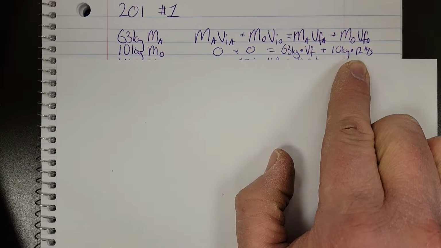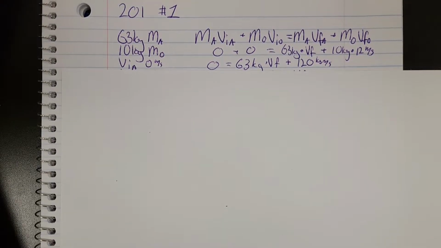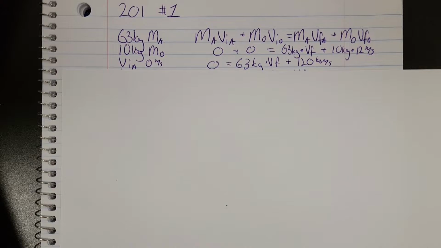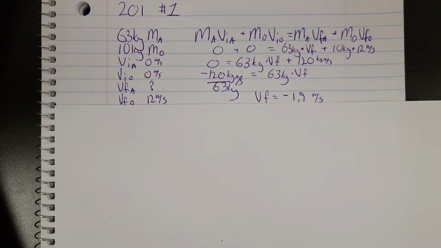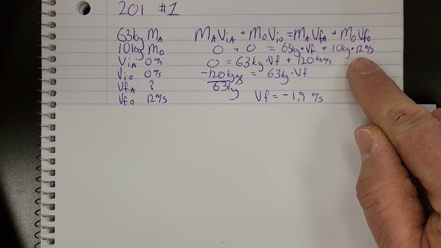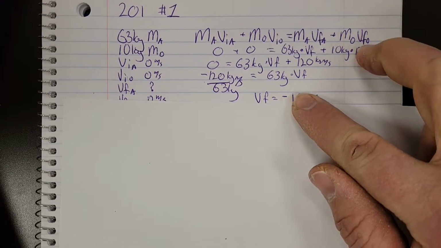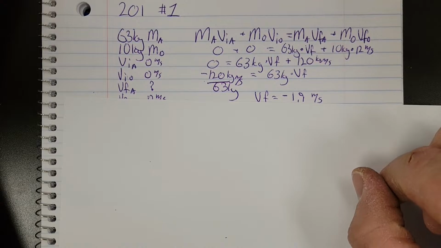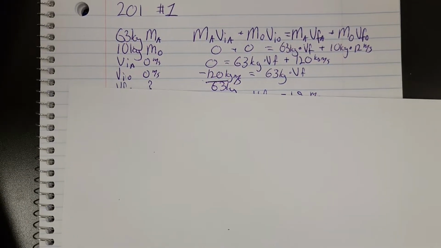And so we got to start solving, and we're going to multiply, get 120 there. And 63 times VF plus the 120, and we're going to have to subtract the 120 over to the other side. And then we'll end up dividing by our 63. And when you divide that out, you get a negative 1.9. Notice I used a positive velocity in the oxygen tank, and the astronaut went the other direction with the negative. If you flip-flop, you're also correct.